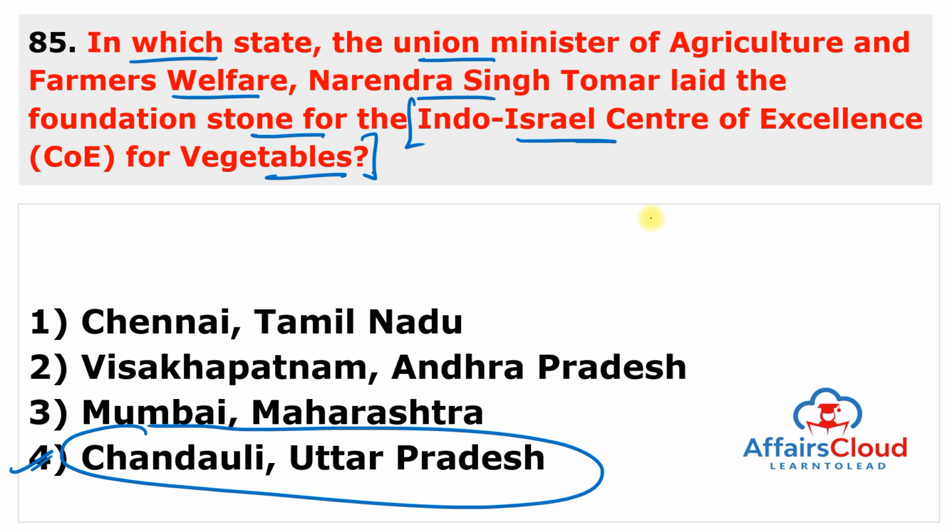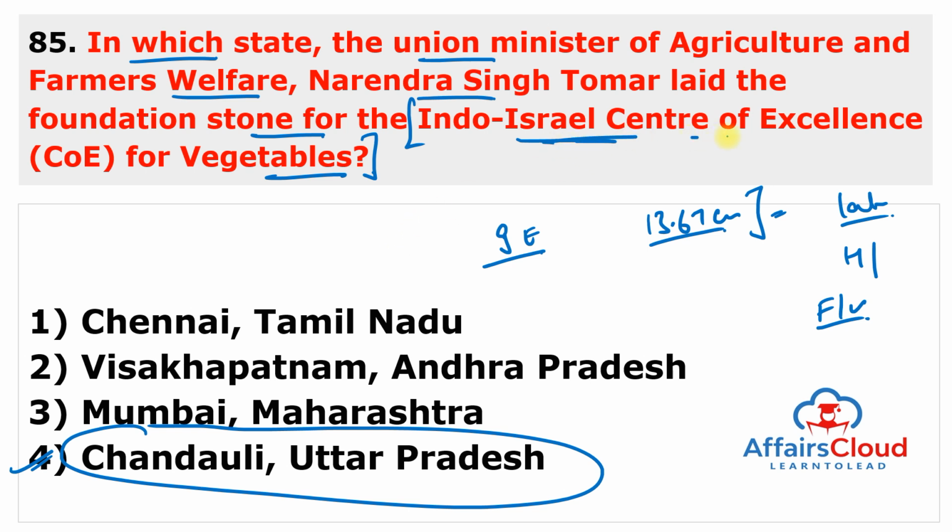And the Center of Excellence will be established with an estimated investment cost of 13.67 crore, and it will act as a demonstration and training center for the latest technology in the field of horticulture and serve as a source of planting material for fruits and vegetables in protected cultivation. And the technology for the center is provided by Israeli experts under the Indo-Israel Action Plan. So, just remember, the Union Minister of Agriculture and Farmers Welfare Narendra Singh Tomarji laid the foundation stone for Indo-Israel Center of Excellence for Vegetables in Chandauli, Uttar Pradesh, and it was inaugurated through video conferencing.